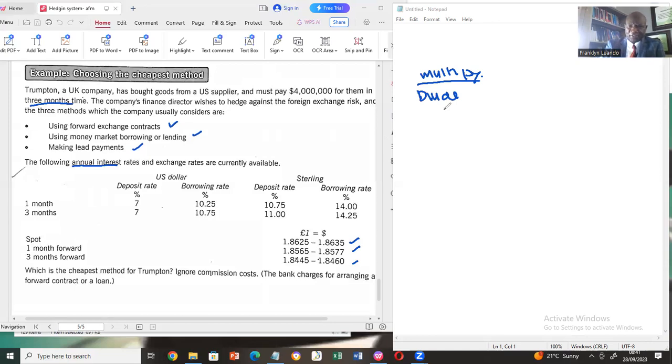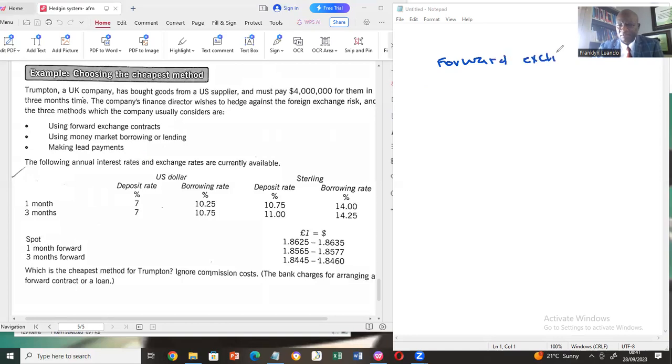So we go to the first hedging system, forward exchange rate. The forward exchange rate, I want to explain, because in every situation the bank must make a profit. So if the UK company wants to get the dollars, because in the UK they don't use the dollars, for them to make a payment they should go to the bank and buy the dollars. So the bank should make a profit.